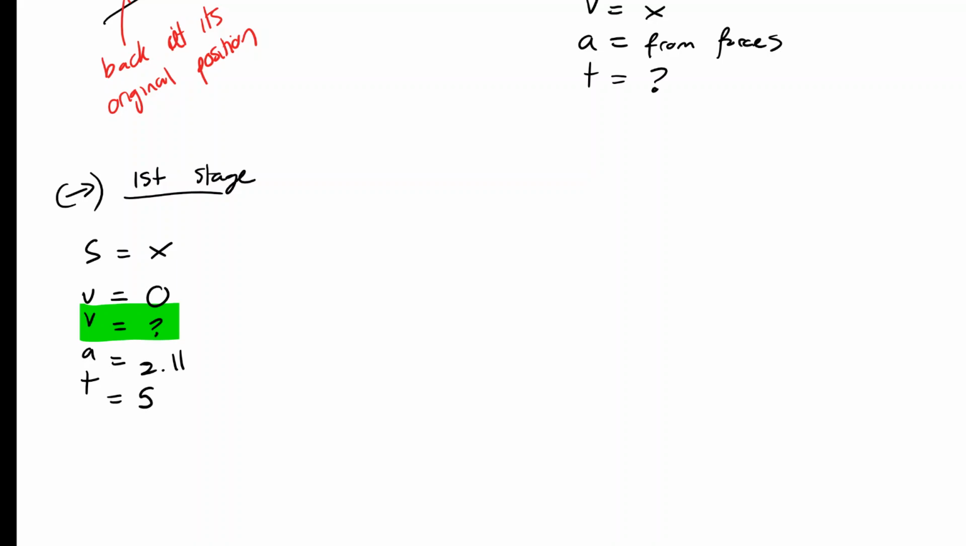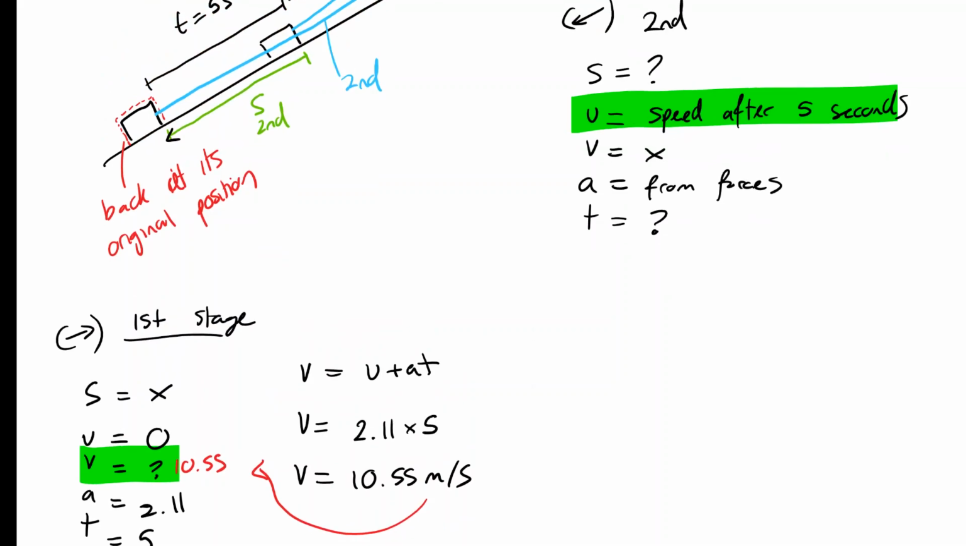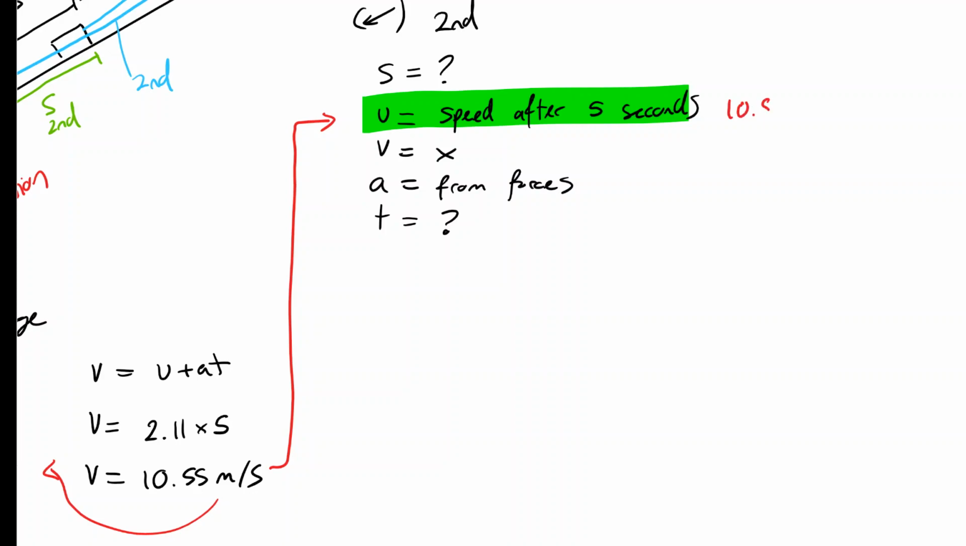We know enough to work out V, and we'll need to use the equation that does not have S in it. So V equals U plus AT. V equals AT, 2.11 times by 5. V is 10.55 meters per second. So we can update that, we can put that in here, 10.55 meters per second. Again, we can also use that to update this. That was our aim, 10.55. So we've got one thing there.